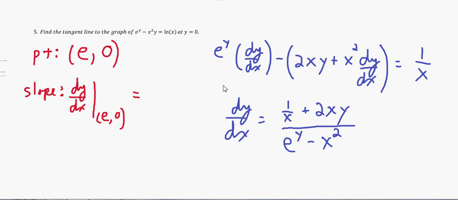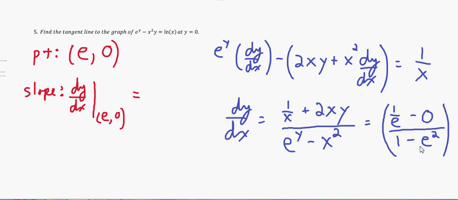Okay. So this is our derivative. We need this at the point (e, 0). So at the point (e, 0), this is going to equal 1 over e minus 0, over e to the 0 is 1, minus e squared. And since we don't want a complex fraction going on here, I'm going to multiply the numerator and denominator both by e. So e over e, and that's going to give us 1 in the numerator over e minus e cubed.